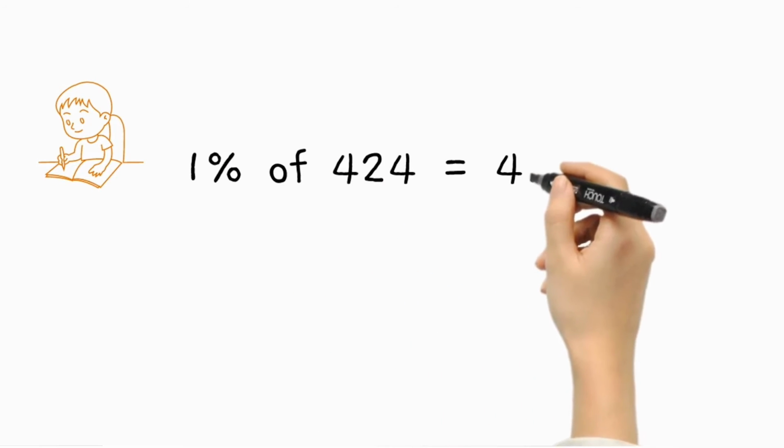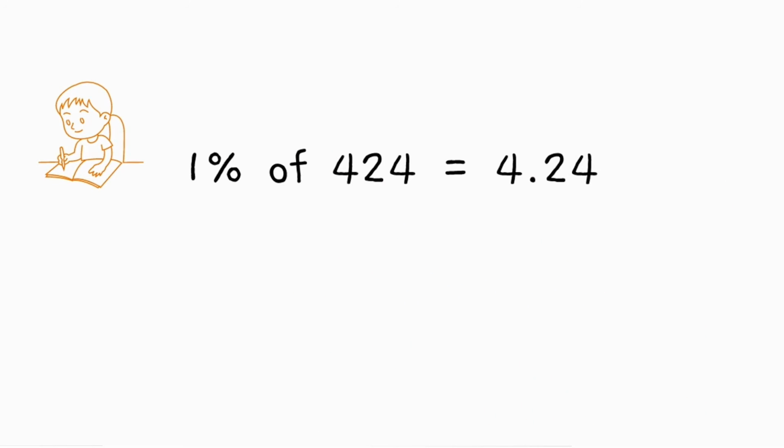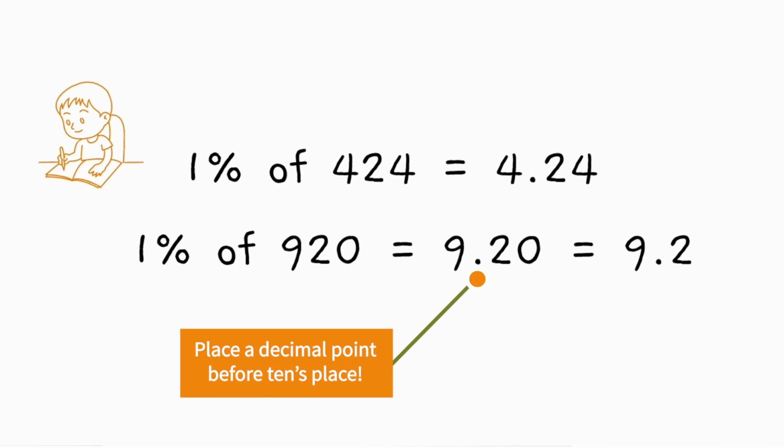Next, 1% of a number. Again, consider 424, and 1% of 424 is 4.24. It is also very simple. For any number, 1% value is obtained by placing the decimal point before its tens place.